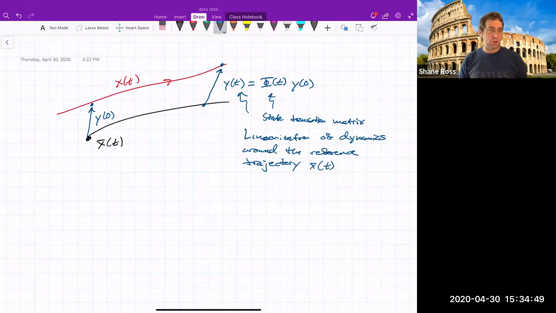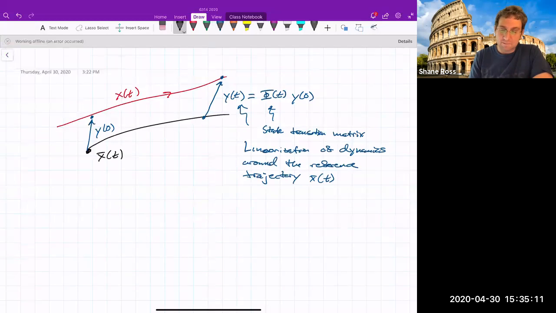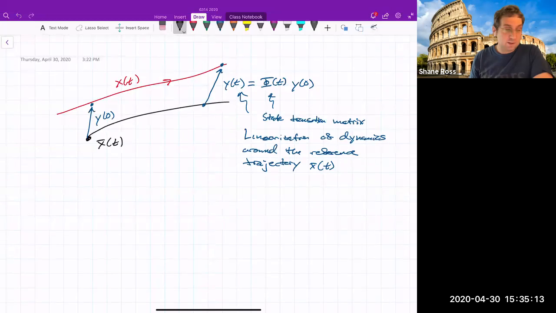So this is only as good as the linearization, meaning if you ask me how close do I have to be to the reference trajectory, I don't know. But this holds in the limit as x, the red trajectory, is extremely close to x bar. But I mean, this gets used in numerical situations quite a bit.